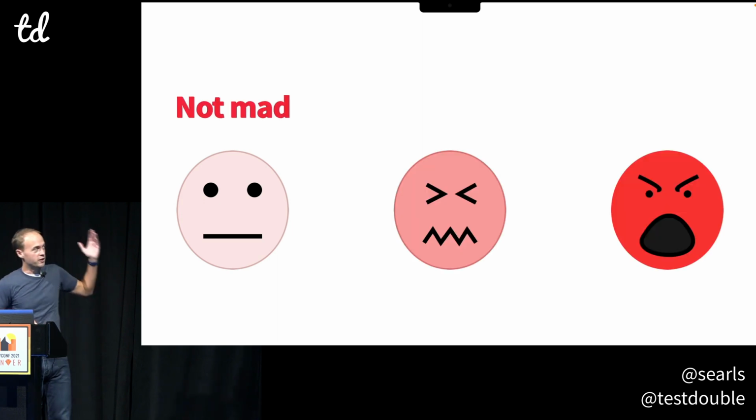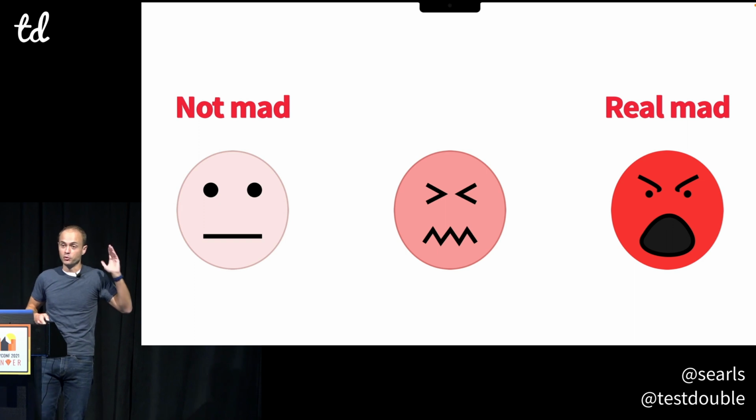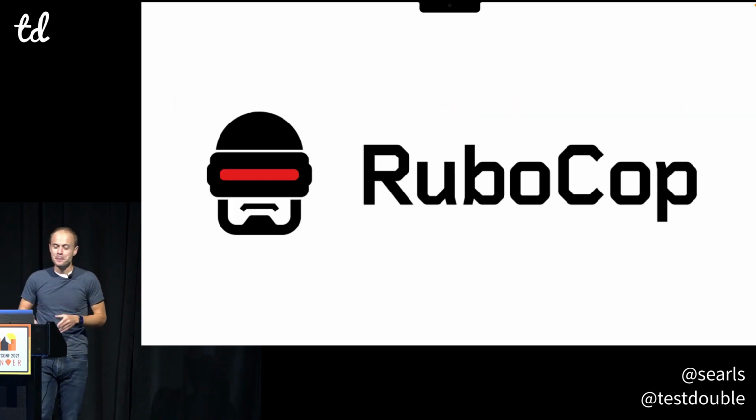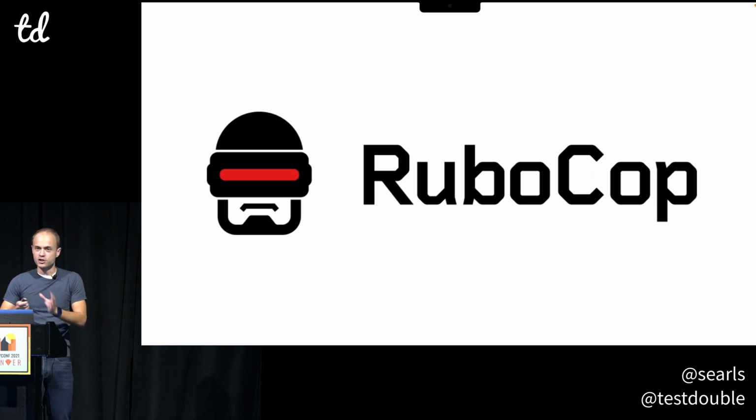I think of it like a pain chart, where at one end of the spectrum you're not mad, at the other end you're real mad. But where I do my best work is right in the middle, in care mad mode. And I've got a long relationship with RubyConf.